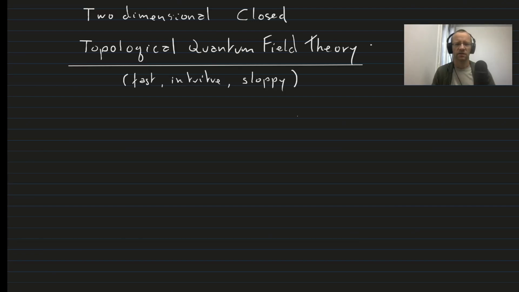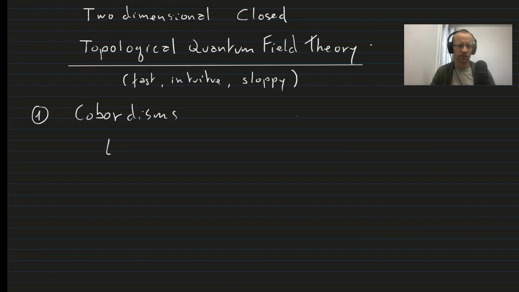Let's study two-dimensional closed topological quantum field theory in a fast, intuitive, as well as very sloppy manner. First thing we need are cobordisms. This is simpler than what it sounds like.